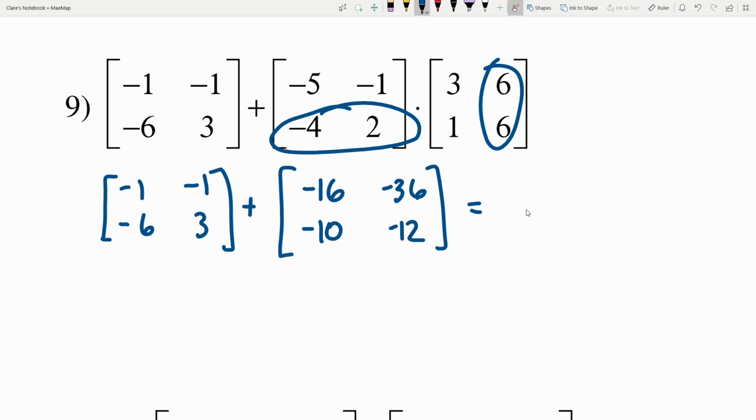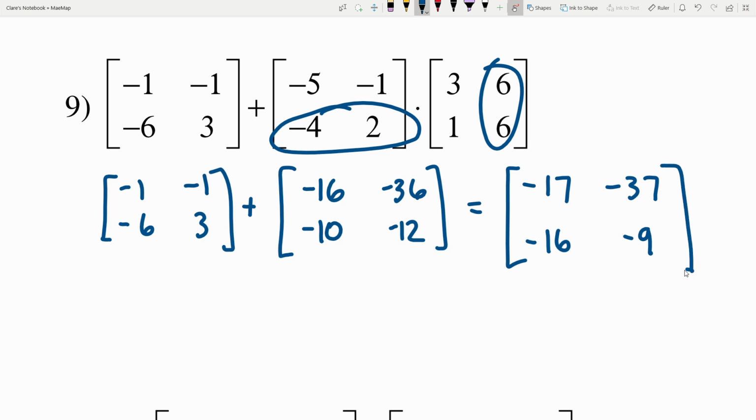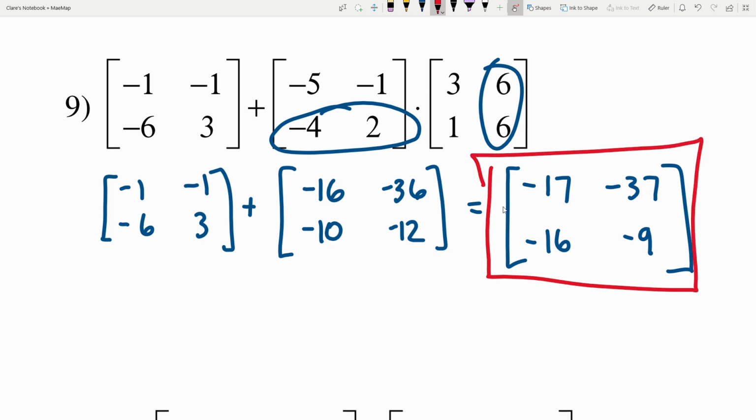Now, because I have the same size matrices, I can go ahead and add. Negative 1 plus negative 16 is a negative 17. Negative 1 plus negative 36 is a negative 37. Negative 6 plus negative 10 is negative 16. And 3 plus negative 12 is a negative 9. Negative 17, negative 37, negative 16, negative 9. That's my solution in number 9.